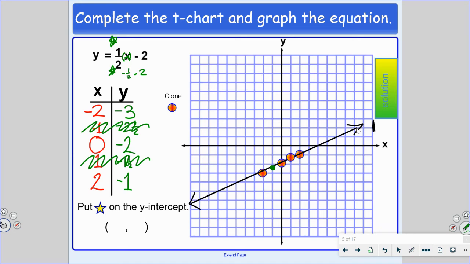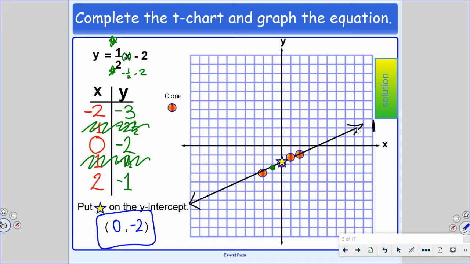Otherwise, I'm going to use -1, 0, and 1 all the time. Oh, let's put the star in for the y-intercept. Where does that line intercept the y? Boom! Okay, so the point 0, -2.